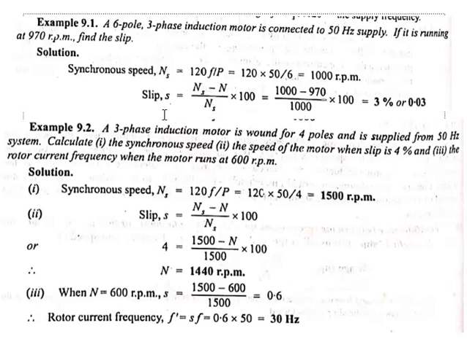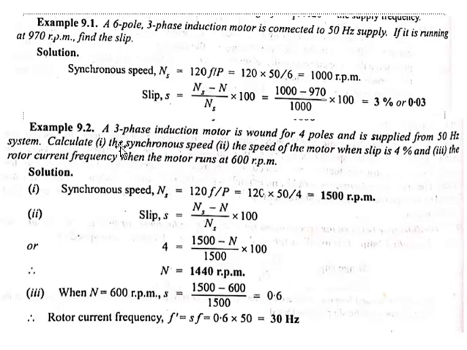Therefore, how much is the slip? Percentage slip is equal to (Ns minus N) divided by Ns into 100. 1000 minus 970 divided by 1000 into 100, that will come as 3%, and if you represent it in the fraction, it will be 0.03.